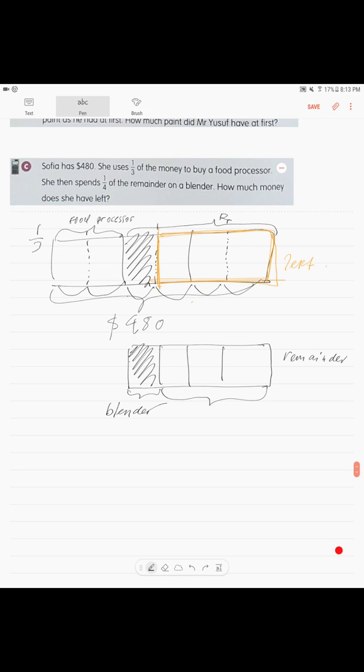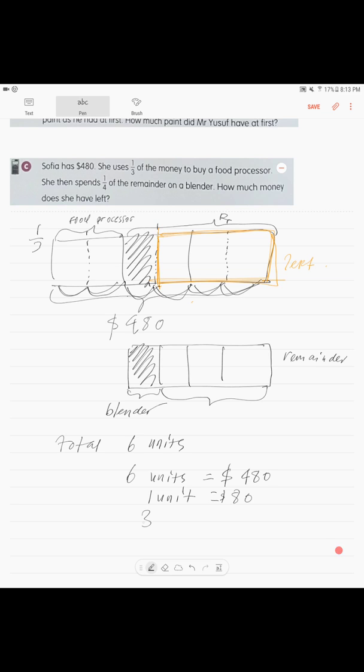Everything becomes very easy. You have 6 units. 1, 2, 3, 4, 5, 6. Total of 6 units. You know your total. Your 6 units is $480, right? So how much is 1 unit? 1 unit is $80, right?